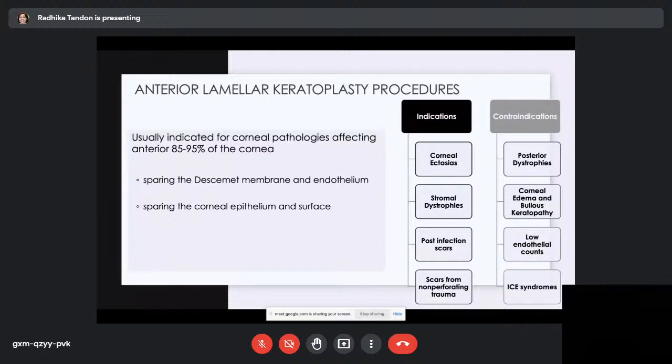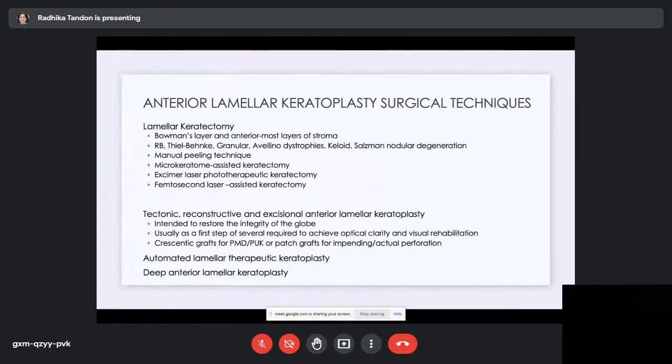and then proceed with the anterior lamellar keratoplasty. So contraindications would be if the posterior lamella, that is the Descemet's and the endothelium, are not healthy, such as corneal edema and bullous keratopathy, low endothelial counts, ICE syndromes, and so on and so forth.